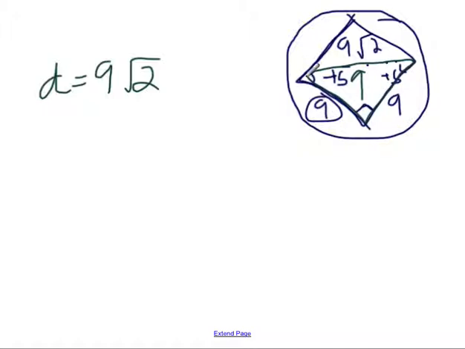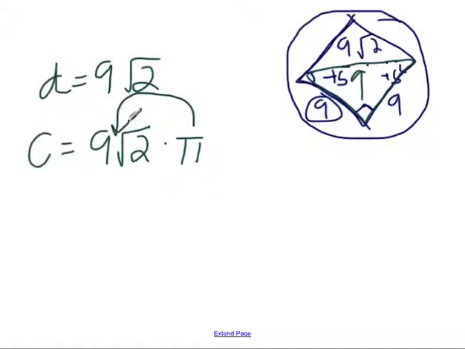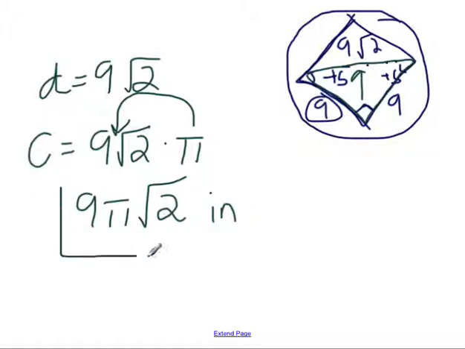Now to get the circumference, we're going to take 9 square root of 2 times pi. I'm going to take that pi and put it outside of the radical, next to the square root of 2. For this one, I'm going to leave it as the exact answer. So all I have to do is label this inches. So it's 9 pi square root of 2 inches for your final answer for number 9.